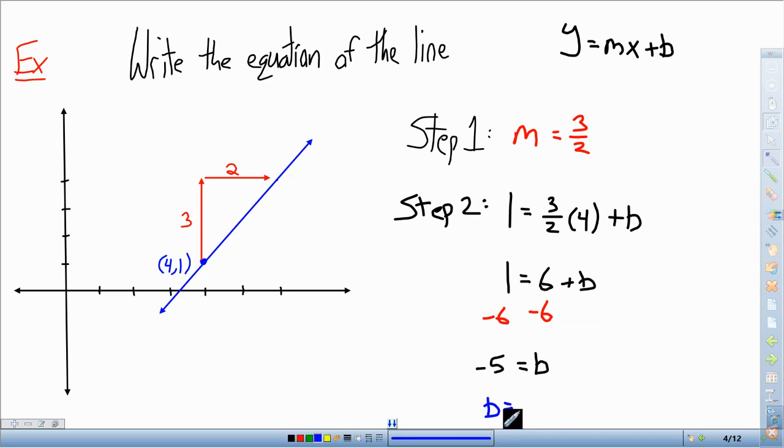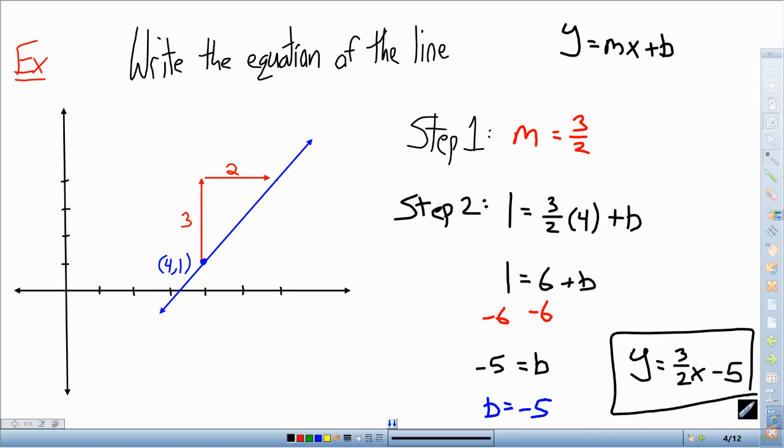I'm going to flip this around, right, in blue, so it's obvious. Now we can write the equation, plugging in our slope, plugging in our y-intercept. So y equals 3 over 2 x minus 5. There's our answer.